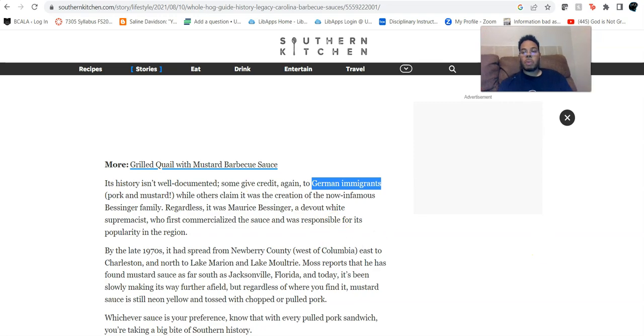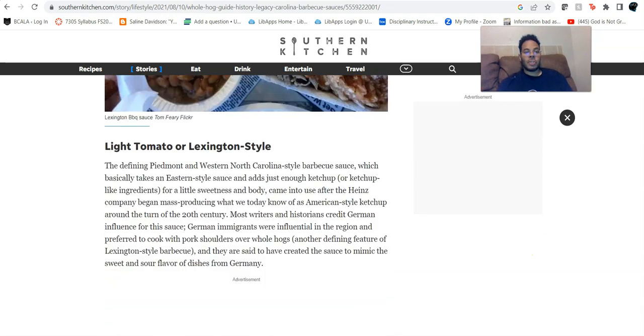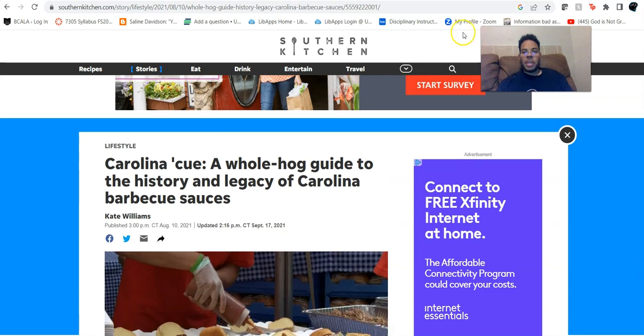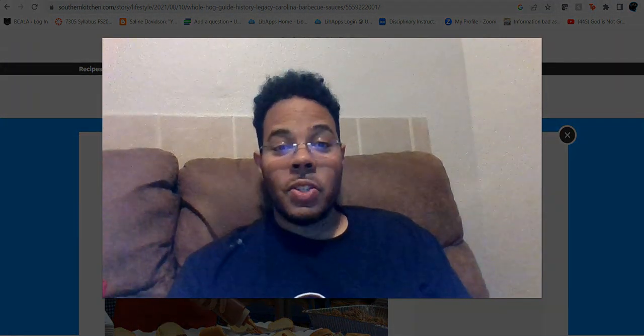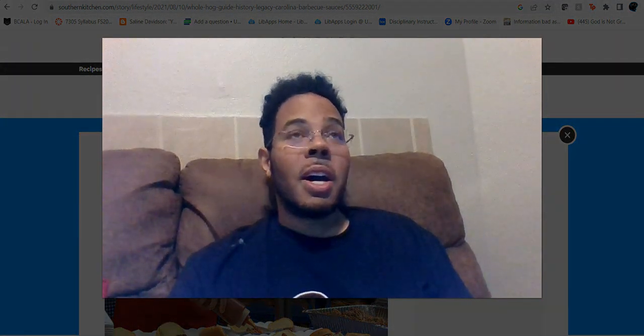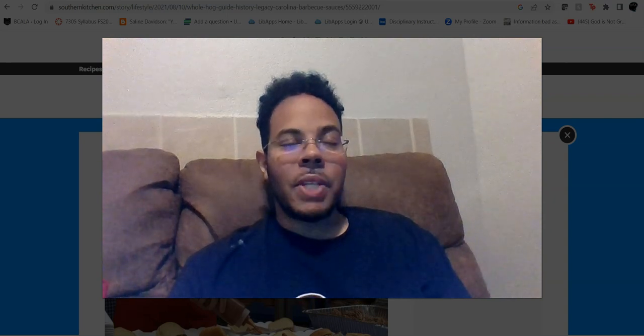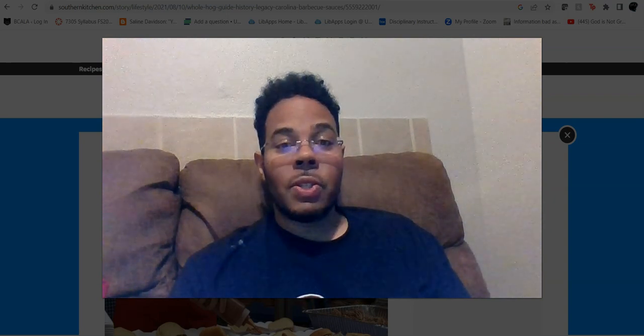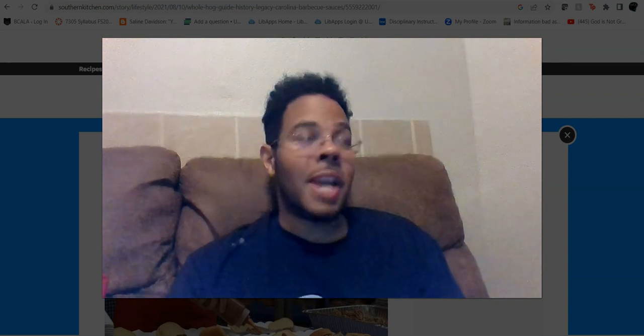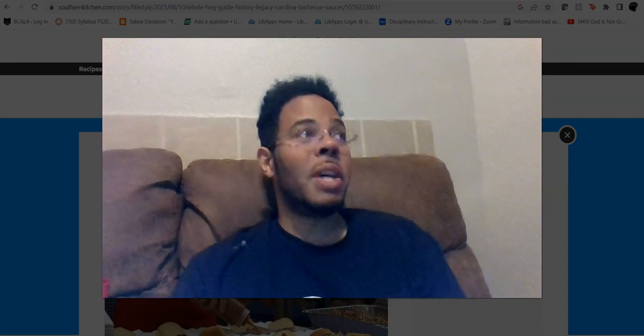They came with these barbecue styles and these barbecue sauces, and so even we have our rivalries. The Carolinas have our rivalries with other barbecue styles: Texas, Memphis, and Kansas City. We like to brag that ours is better. They like to brag that theirs is better.